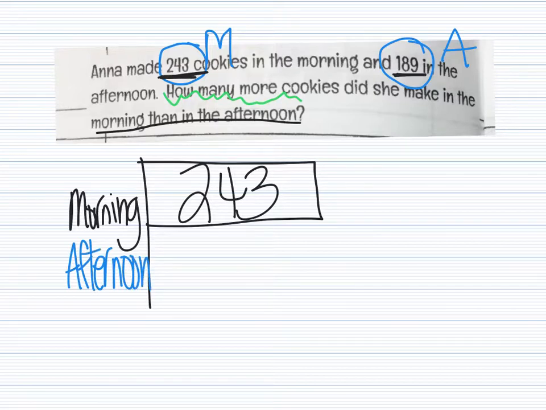And how many cookies did Anna make in the afternoon? Good, 189. So should I make it as big as my 243 rectangle? No, I shouldn't. Good job. So I'll put it to about here. Afternoon. And what do I put in that box? Good, 189. Now I have to dot, and I'm going to stop those dots exactly where that one stopped. And what is that section of my word problem structure? What is that? Good, that's my difference.